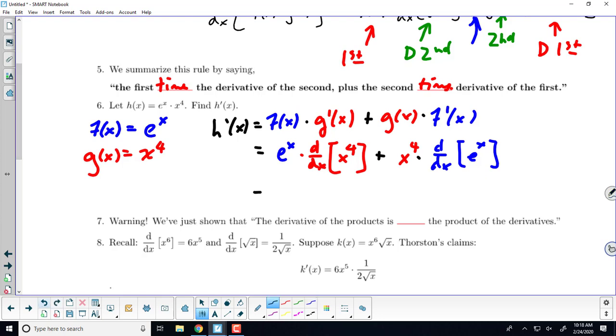All right, here we go. We get e to the x times 4x cubed plus x to the fourth times e to the x. We'll just park our answer there.